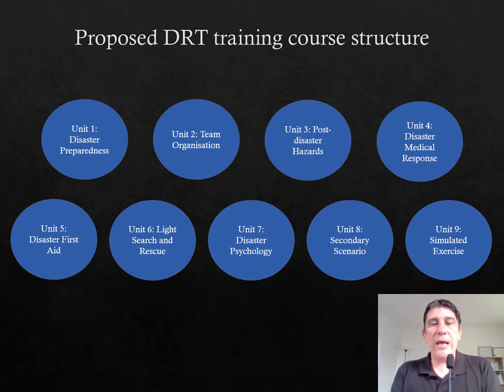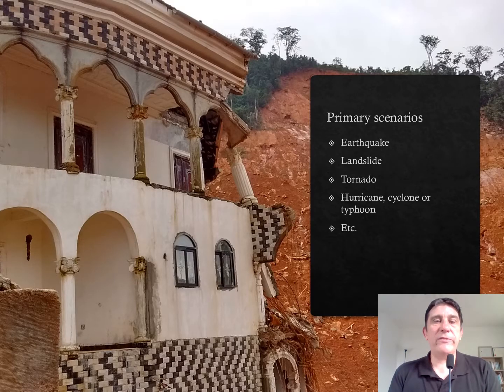So we would have 8, if you like, classroom units, although the classroom environment will be very interactive, and it will be followed by a simulated exercise where they put everything together. Now, this course will have two scenarios, what we call the primary and secondary scenarios. The primary scenario will actually apply to the first 7 units of this course.